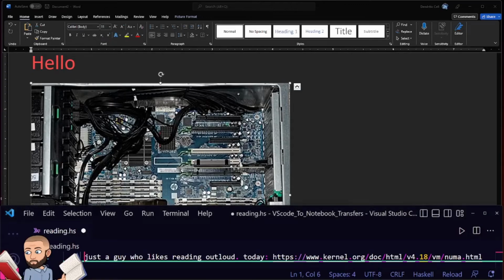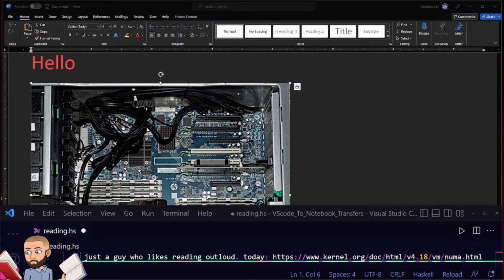Alright, today we're going to be reading from the Linux kernel docs about NUMA. And what is NUMA? That is non-uniform memory access. You're looking at a picture here of the motherboard of an HP Z820 workstation with two CPU sockets, each with their own set of 8 DIMM slots surrounding the socket. That picture comes from Wikipedia.